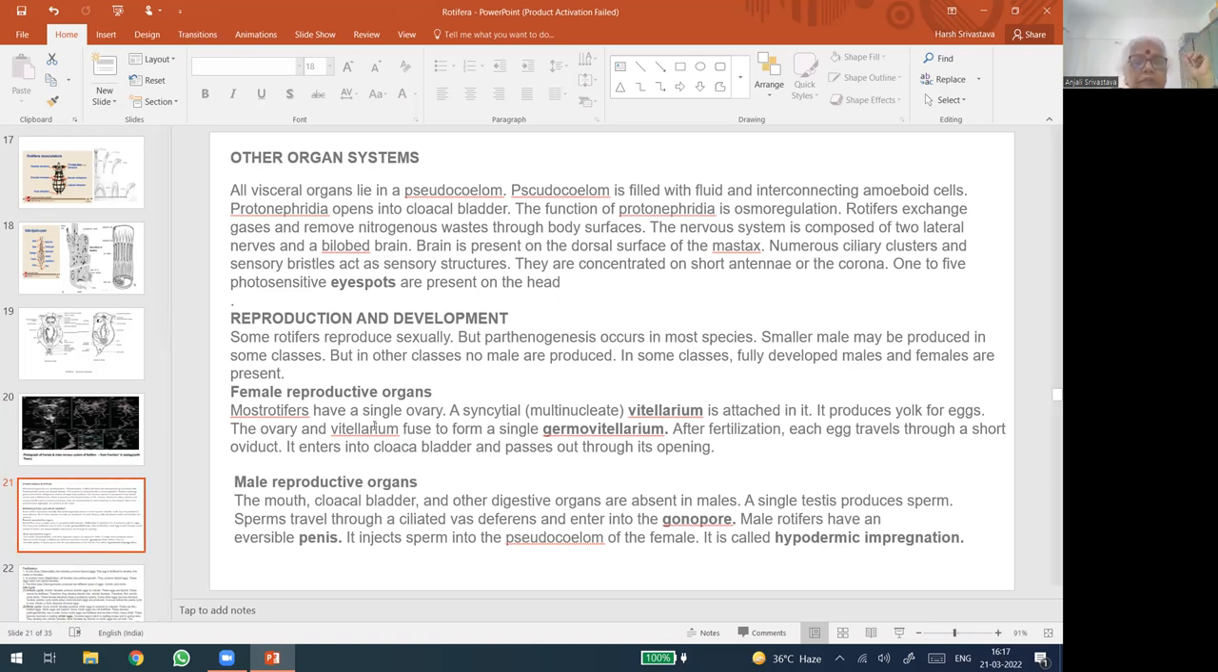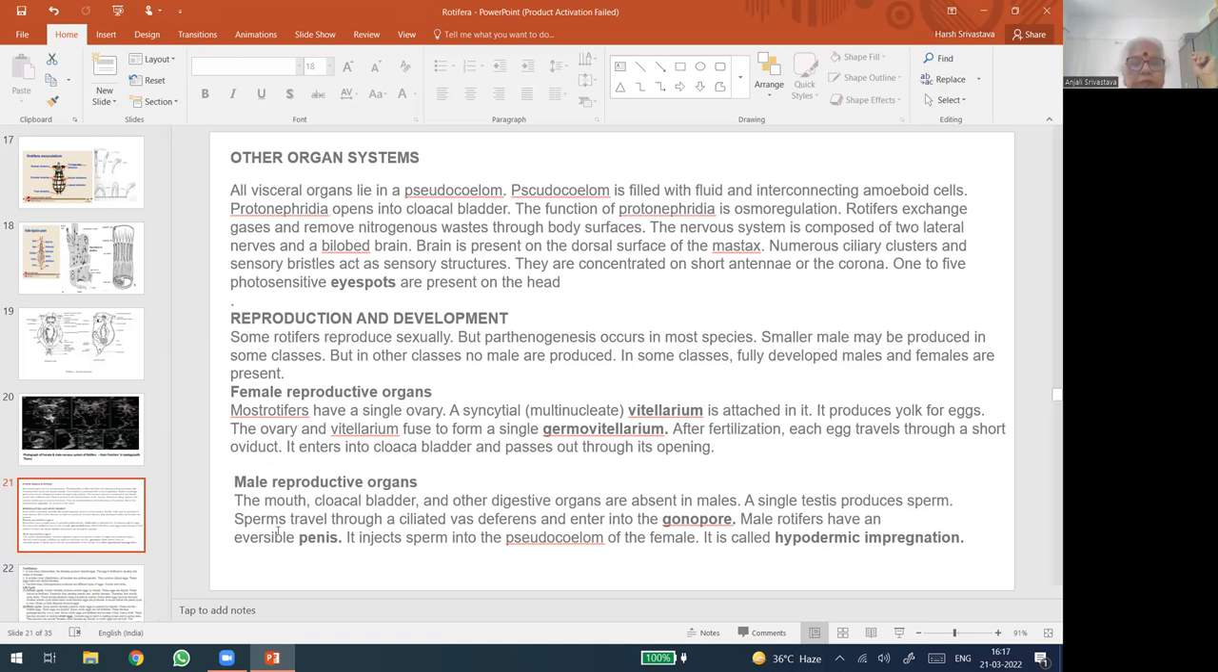The female reproductive system consists of a single ovary. A syncytial multinucleate vitellarium is attached to it. It produces yolk for the eggs. The ovary and the vitellarium fuse to form a single germovitellarium. After fertilization, each egg travels through a short oviduct. It enters into the cloacal bladder and passes out through its opening.